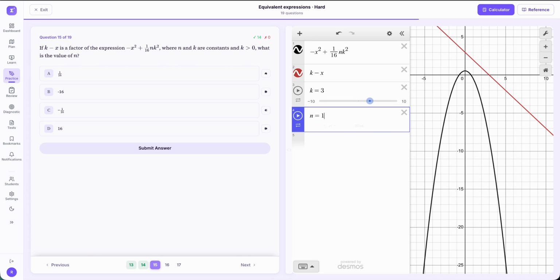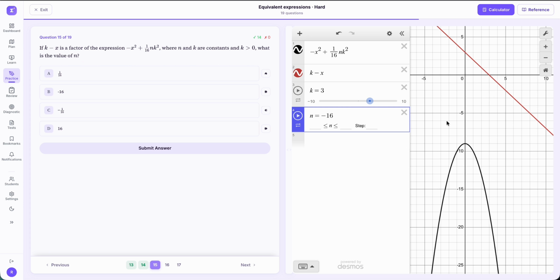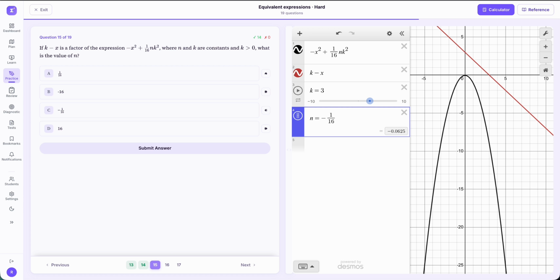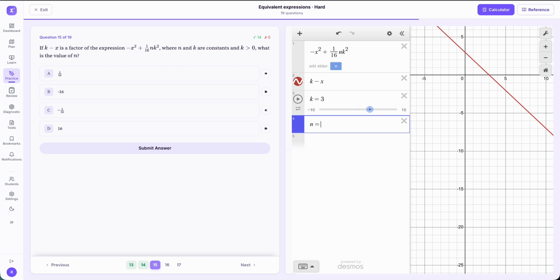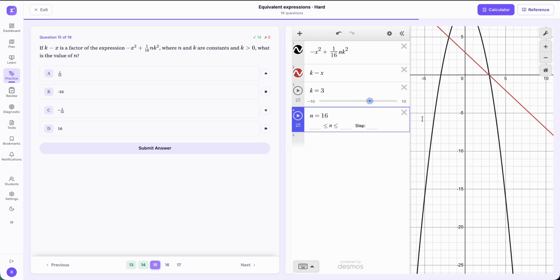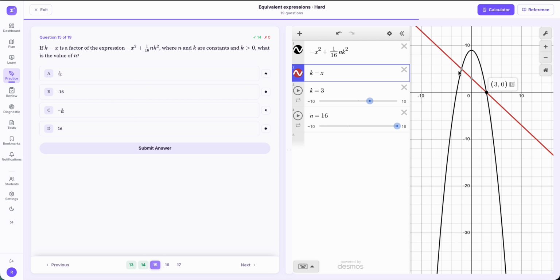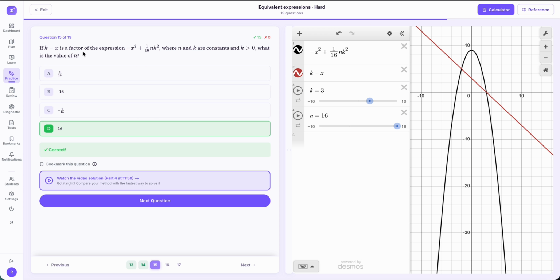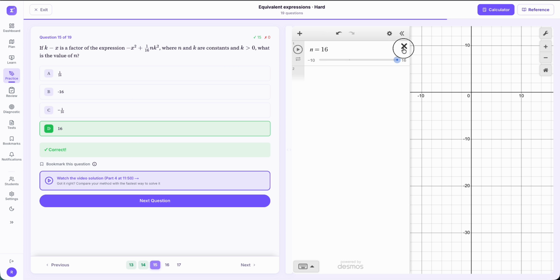So then I tried negative 16. That definitely doesn't coincide with the x-intercepts, so that's not it. This doesn't even have x-intercepts. How about negative 1 over 16? Let's try that. Nope. And then finally, if we try 16, let's see. There it is. You see, now the graph coincides with the factor at the x-intercept. So that's how I would know that is the correct one. Just got to remember this connection of factors and x-intercepts. They go hand in hand with each other.